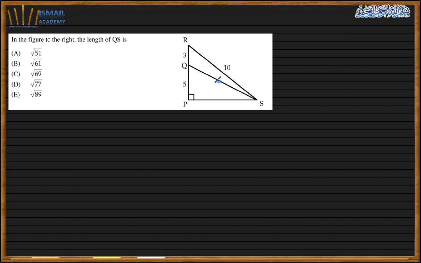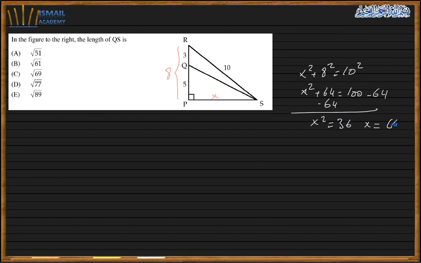Find out PS first. So this side is 10, and this one is 8. To find x, I'm going to use the Pythagorean theorem. We know that x squared plus 8 squared equals 10 squared. So x squared plus 64 equals 100. Minus 64 both sides, x squared equals 36, which means x equals 6.